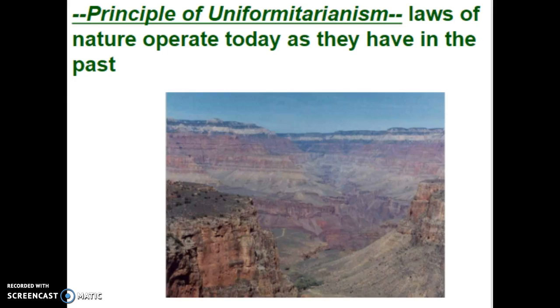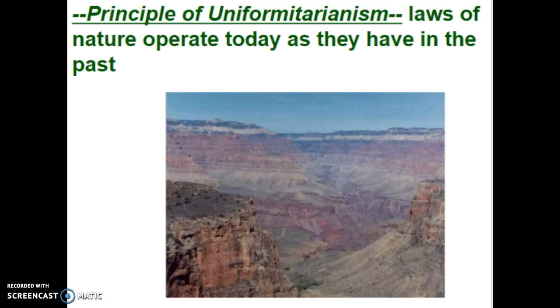The principle of uniformitarianism. It's a very large word, but really when you translate it out, uniform means the same. And so the principle of uniformitarianism means that the laws of nature that operate today would operate the same way in the past. So an earthquake behaves today just like an earthquake behaved 1,000 years ago, 100,000 years ago, 1,000,000 years ago. Same thing for volcanic eruptions.